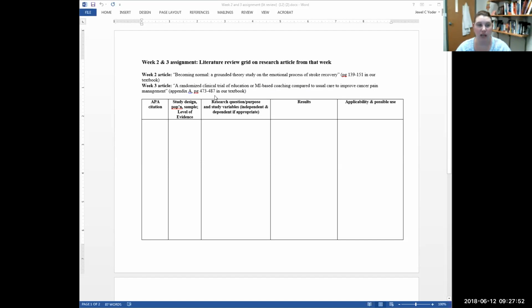So again, this is Appendix A in your textbook. Here are the pages. Make sure that you read that article and then do your best to try to work at completing this literature review grid. And we will, again, as the week concludes, go over that. I will upload another little tutorial video where I go over what things should be in which boxes, so that you can follow along with me. So that is your literature review grid for this week.